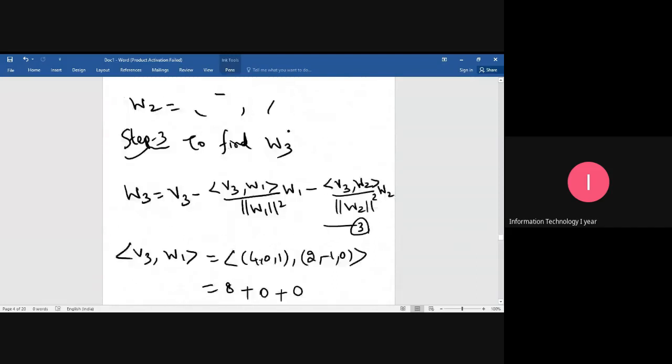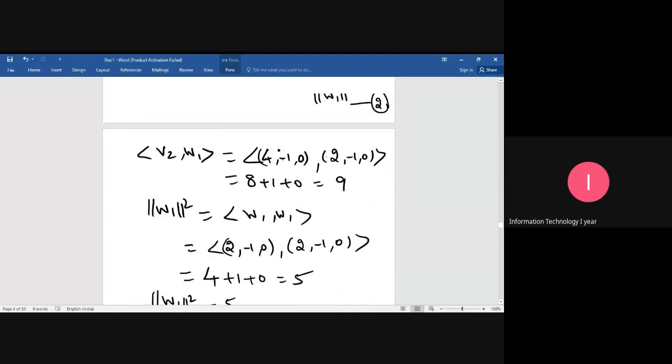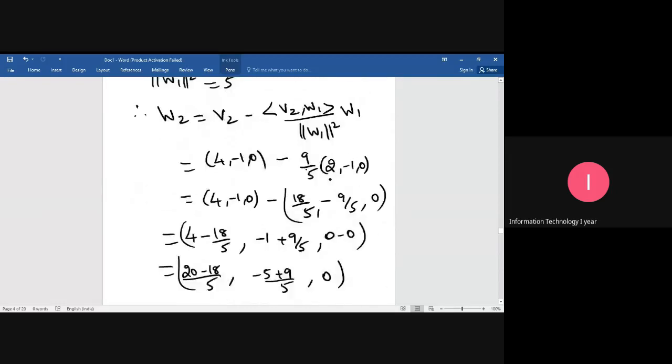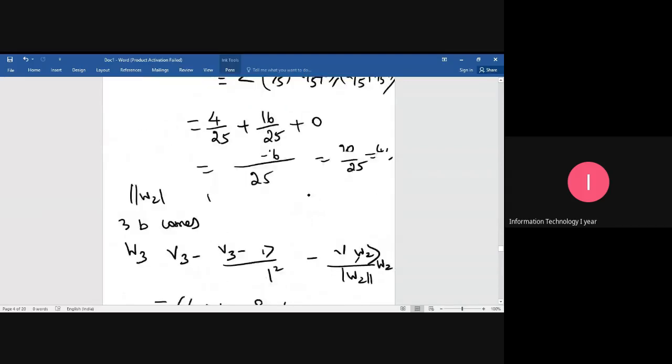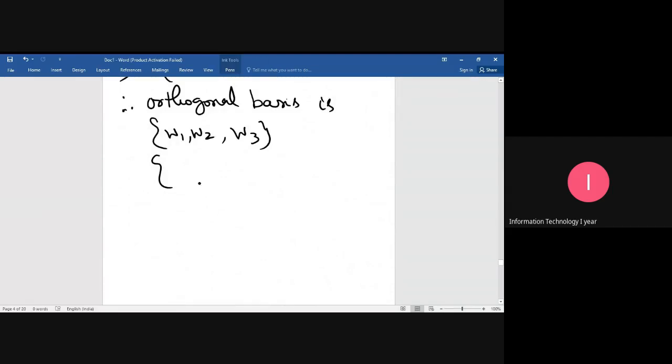So that is W1. W1 we have taken in the beginning: 2 comma minus 1 comma 0 is W1. W2 it is 2 by 5, 4 by 5, 0. Then W3 just now we calculated, right? So W1, 2 comma minus 1 comma 0. W2 it is actually 2 by 5 comma 4 by 5 comma 0. This is W2. W3 is 0 comma 0 comma 1. So this is an orthogonal basis.